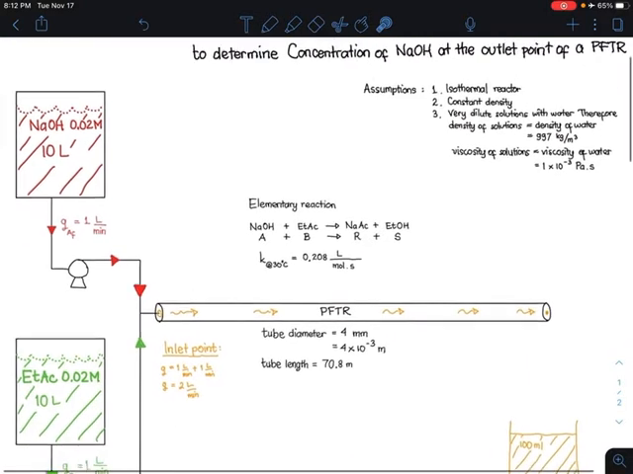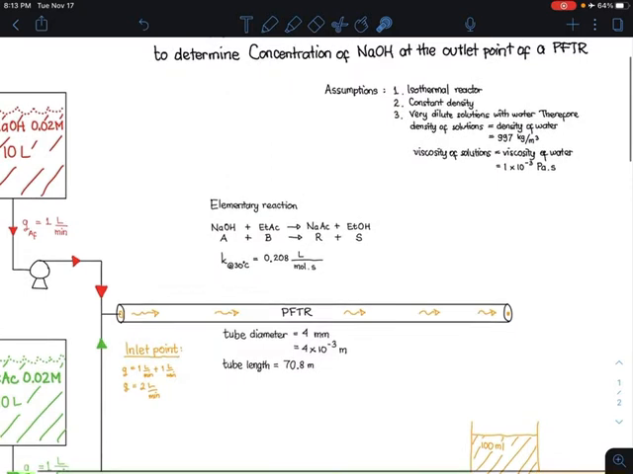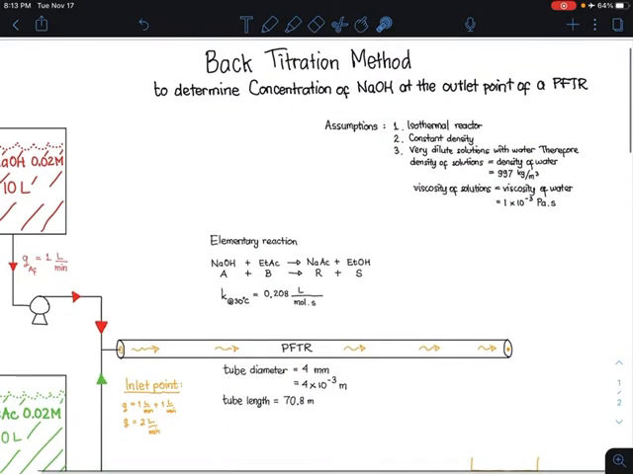Since both reactants are being pumped at 1 liter per minute, the total flow rate at the inlet point will be 2 liter per minute. We want to determine the concentration of sodium hydroxide at the point where it comes out from the plug flow tubular reactor. When it comes out, there's still unreacted sodium hydroxide.